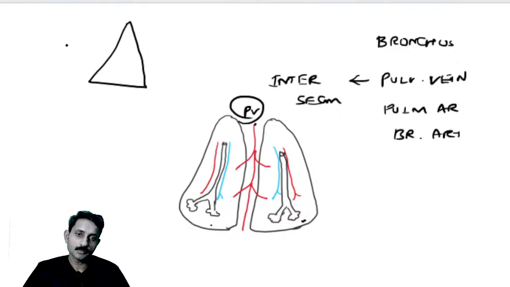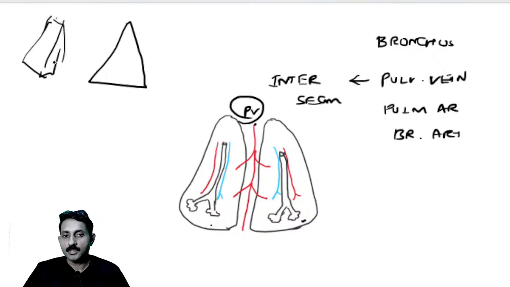Wedge will be like this, no? Okay, I couldn't draw the three-dimensional of a wedge. So this is a wedge. So these are wedge-shaped segments which have an apex, a base and some surfaces. So this pulmonary vein will draw from this also, this also. The pulmonary vein will draw oxygenated blood from both the pulmonary segments and then join together to form a pulmonary vein.